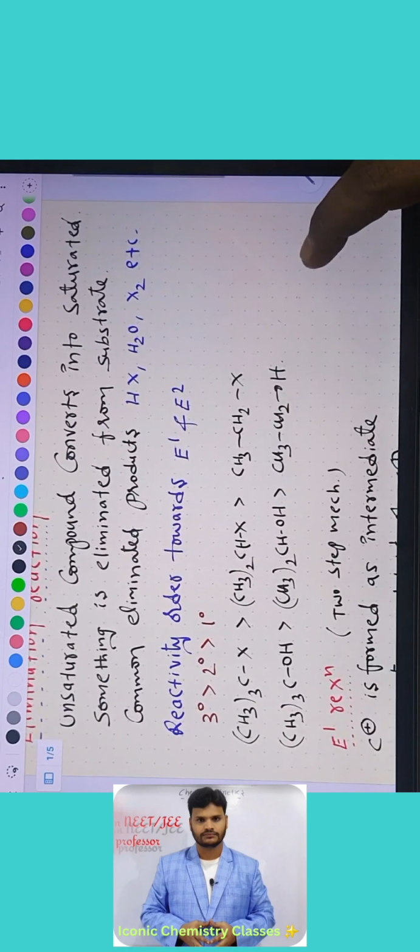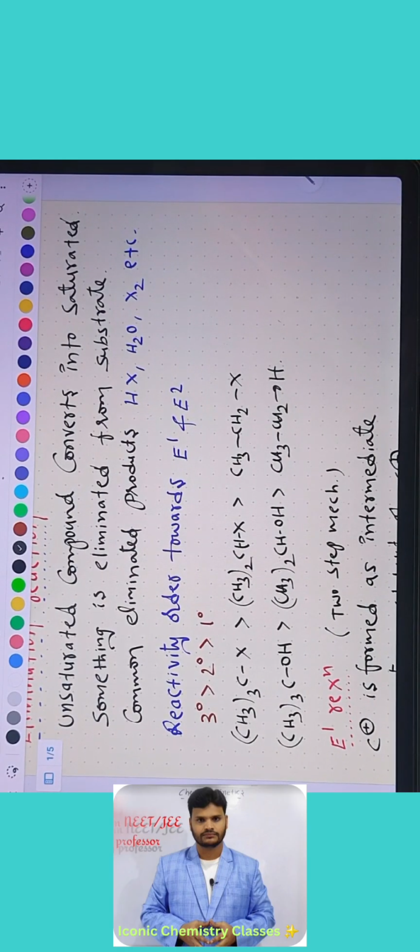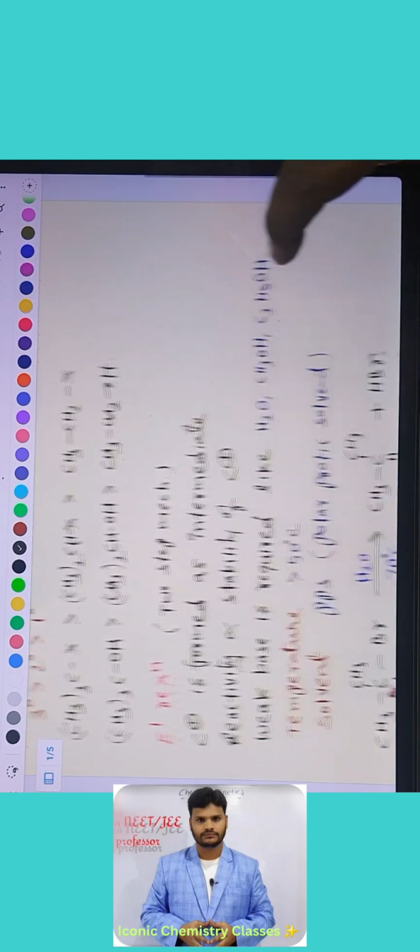Clear na? Sometimes in examination they may ask like this: which alcohol is easily dehydrated? 3 degree alcohol. Which alkyl halide easily undergoes E1 reaction or E2 reaction? 3 degree halide. Clear? So what is E1 reaction?